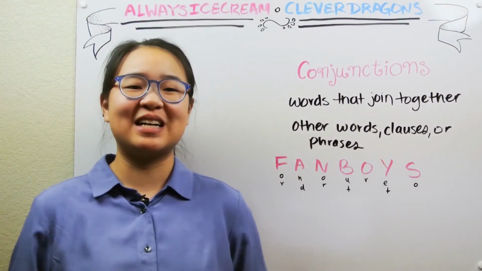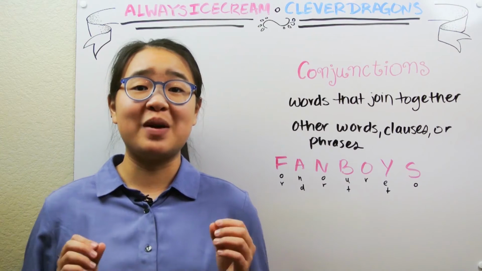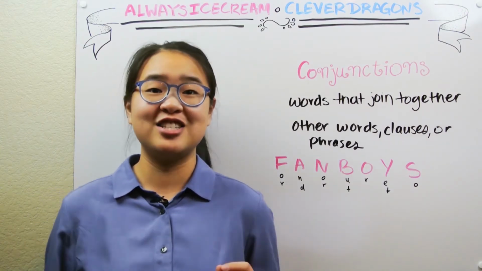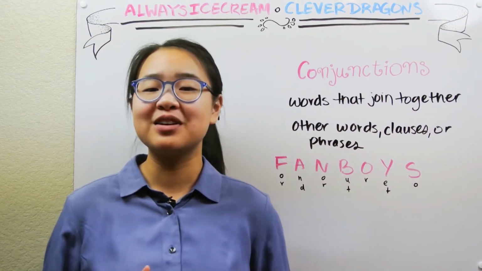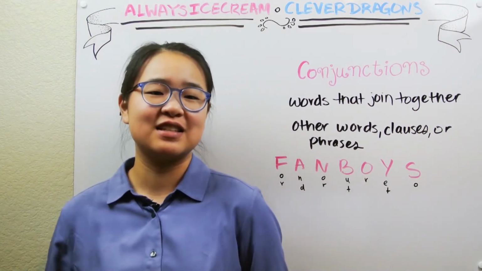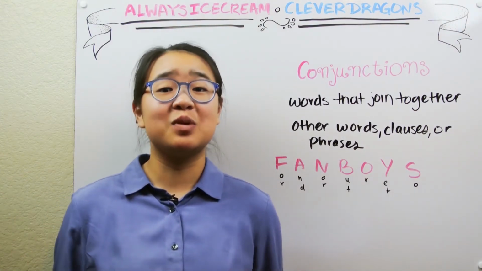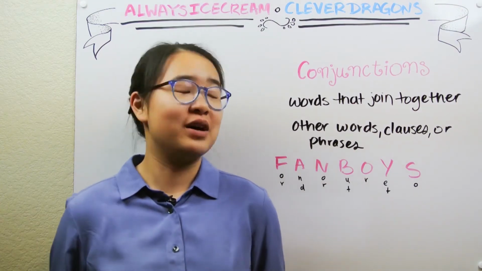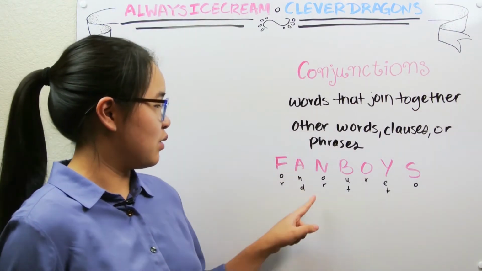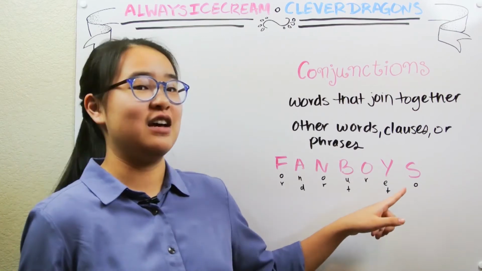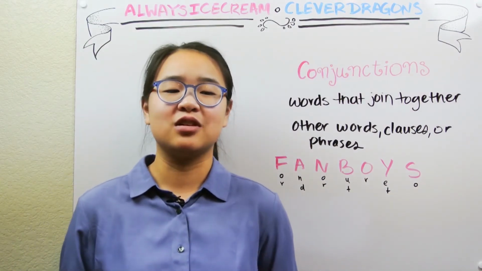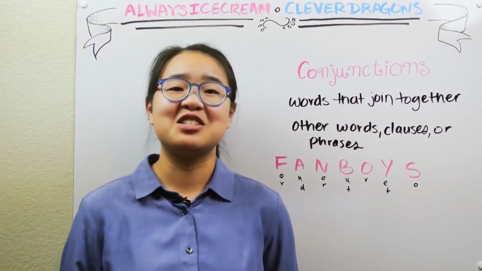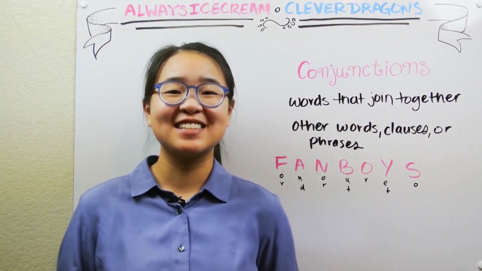So we're almost done. Last on the list for your most basic building blocks are conjunctions. Conjunctions are words that join together other words, clauses, or phrases. So I don't know if you guys ever learned this, but I grew up with the mnemonic FANBOYS. For, and, nor, but, or, yet, and so. These are some of the most common conjunctions that you will encounter. So if you're ever at a loss, just remember FANBOYS.